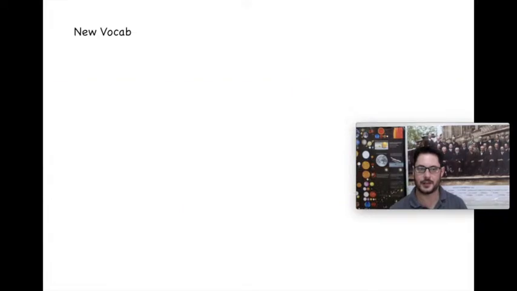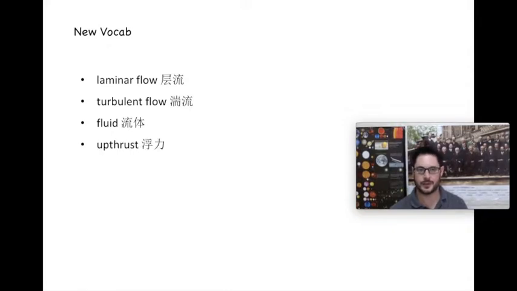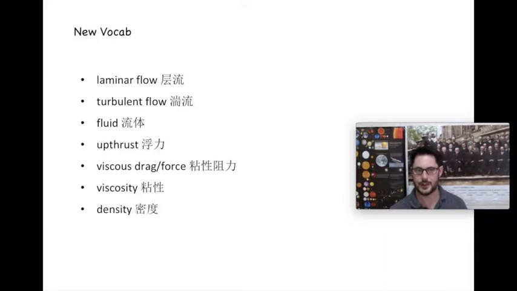Let's dive in. Okay, some words we're going to look at: laminar flow, turbulent flow, fluid, which means liquid and gas, don't forget, upthrust, which we'll talk about in the next slide, viscous drag, that's going to be calculated by the Stokes force, viscosity, which is the thickness of a fluid, density, mass per unit volume.